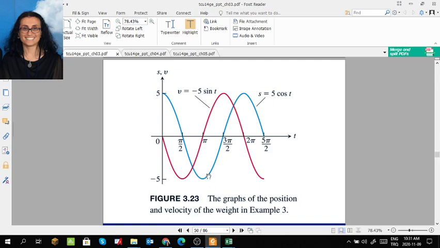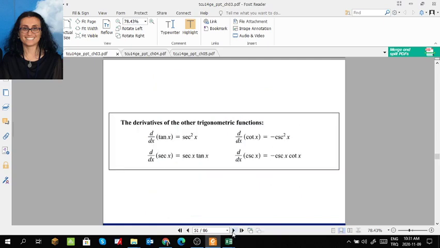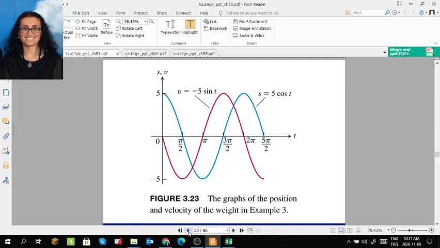Okay, and what we get with the derivative here, so the blue one is the position function, while the red one is the velocity of the object, that weight that we have, right? It's going to go up and down, so it has a speed. So the red colored graph is going to show the speed of the object.